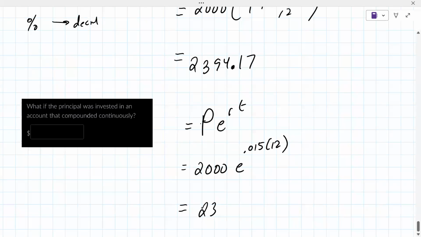2,323 and 67. The number you gave me is kind of far away from this one. It should be really, really close. Check, I didn't times it by 12.